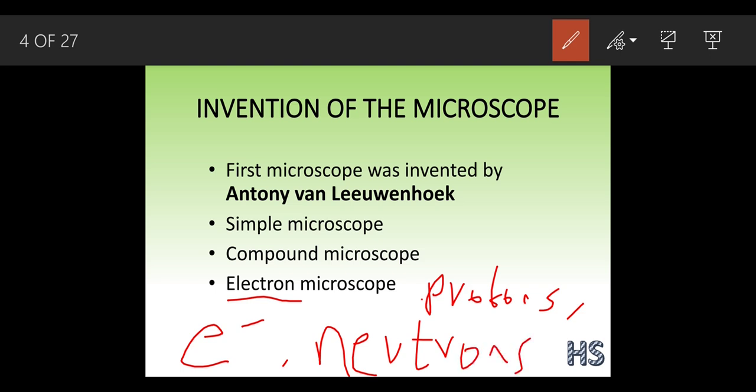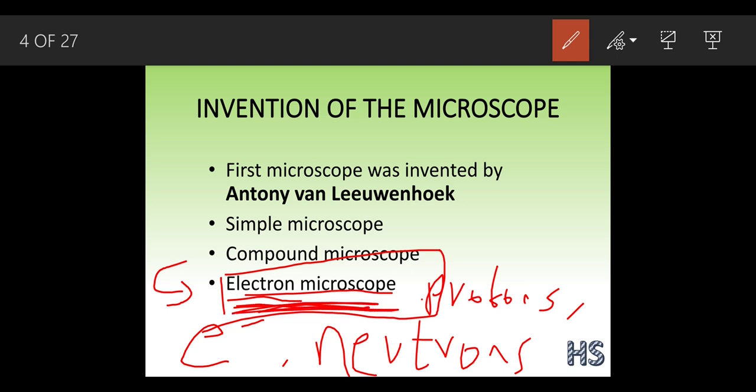This electron microscope was 2 lakh times more powerful than the ordinary compound microscope. So see, more powerful microscopes have been invented over time. This was all about the microscope, how it started in the olden days, and now we are in the modern era where we can use the electron microscope to see subatomic particles.